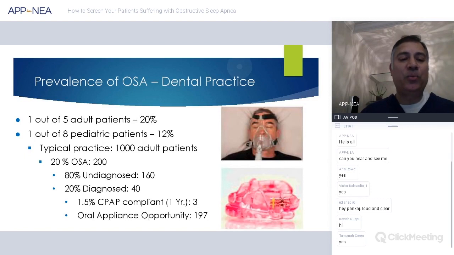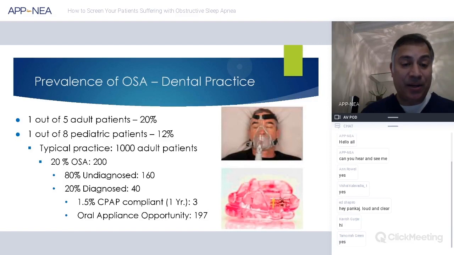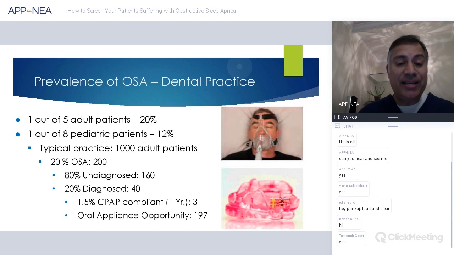Of that, let's assume you have a typical dental practice of 1,000 adult patients as active patients. 20% have sleep apnea. That's 200. Of those, 160 haven't been diagnosed. And of the 40 that have been diagnosed, at 1 year CPAP compliance, we're dealing with about 3. So that's an opportunity for 197 patients that can benefit from oral appliance therapy.